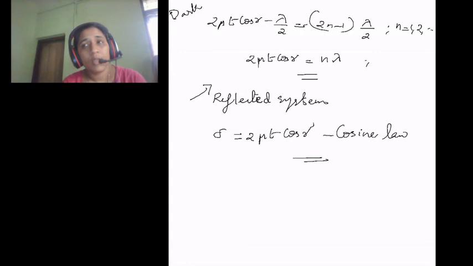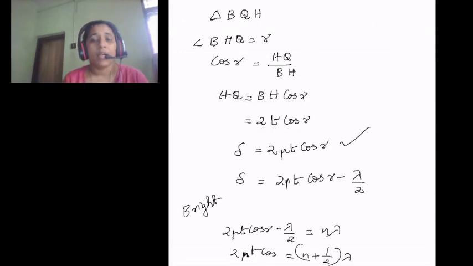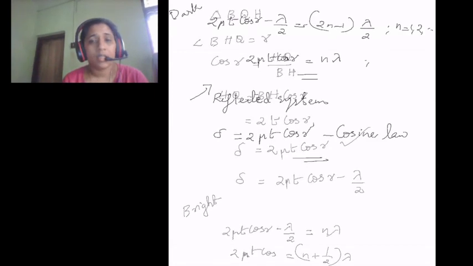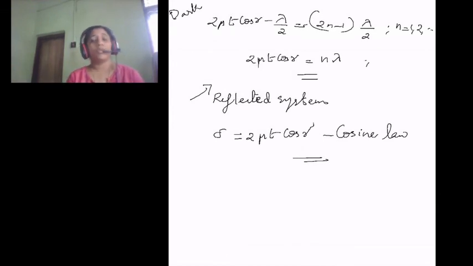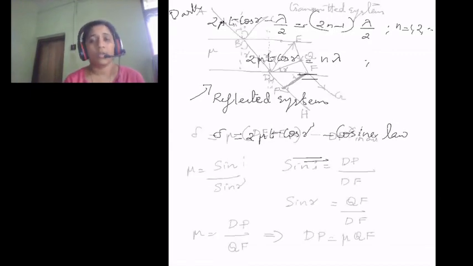that part of the film which undergoes constructive interference, or which satisfies the condition for brightness, then the condition is 2 mu T cos R is equal to (n plus half) lambda. And if it satisfies the condition for destructive interference, then 2 mu T cos R is equal to n lambda. This net path difference 2 mu T cos R from the reflected rays of the upper and lower surfaces is known as the cosine law.